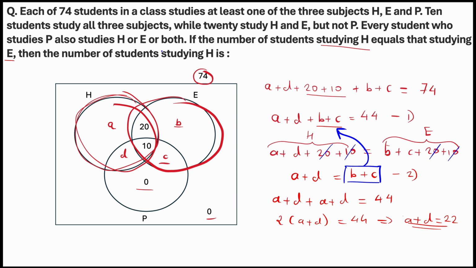And finally, the question is asking for the number of students studying the subject H. For that, I have to look at this circle. This circle in total will be A plus D plus 20 plus 10. But I know A plus D is 22. So this number will be 22 plus 20 plus 10, or 52. That is, a total of 52 people study the subject H. That is the answer to our question: 52.